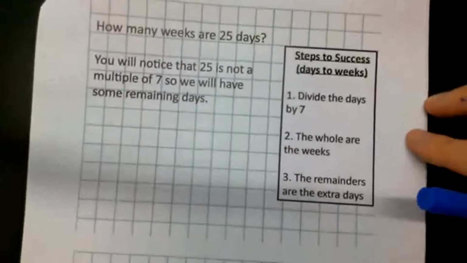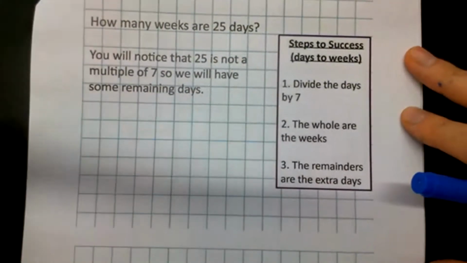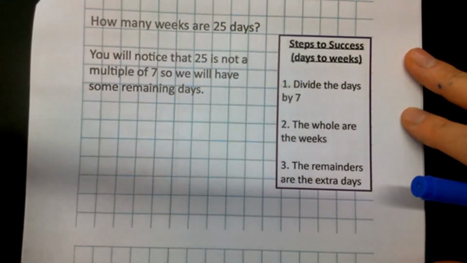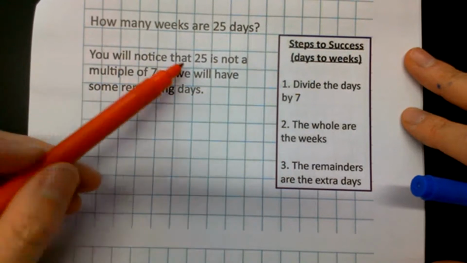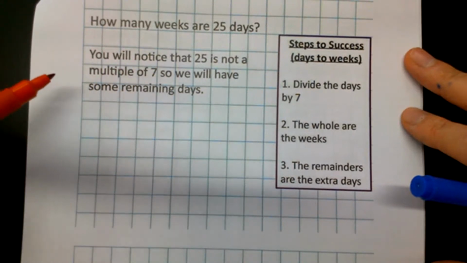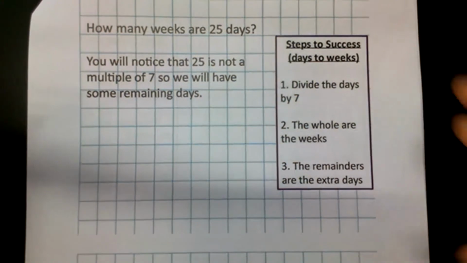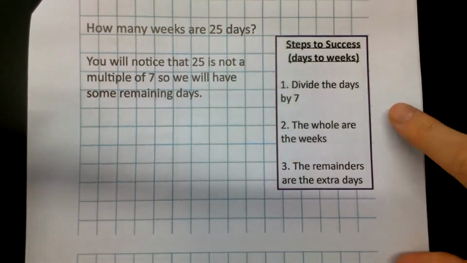Okay. What about this one? How many weeks are in 25 days? Now you'll notice that 25 is not a multiple of 7. It's not in the 7 times tables. So we're going to have some remainders.